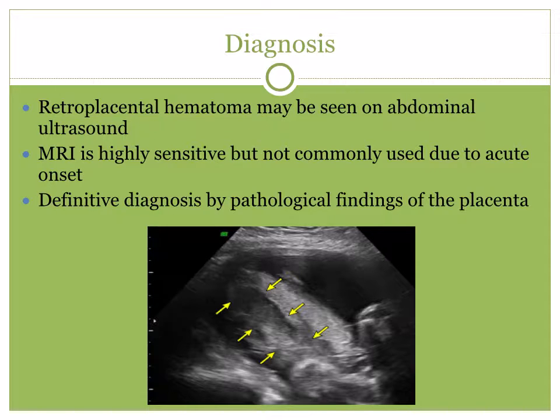And here with this ultrasound on the slide, this is actually showing a posterior placenta with a large retroplacental hematoma shown by the yellow arrows. And then MRI is highly sensitive for placental abruption, but it is not a practical diagnostic study just due to the acute onset of an abruption and the high cost of the MRI. And then, unfortunately, placental abruption is only definitively diagnosed by pathological findings following the delivery of the placenta.